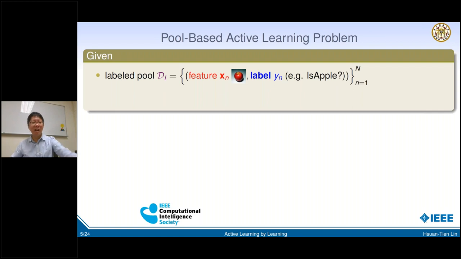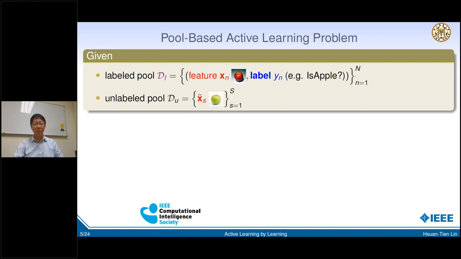Pool-based learning algorithms assume that we have a labeled pool first, just like the traditional supervised learning algorithm has. Now, we have an additional set of unlabeled pool, much like those green unlabeled apples that we had previously. So a labeled pool and an unlabeled pool. The feature part, just like the picture here, is going to be named X, as our usual notation, and the label part is going to be named Y.